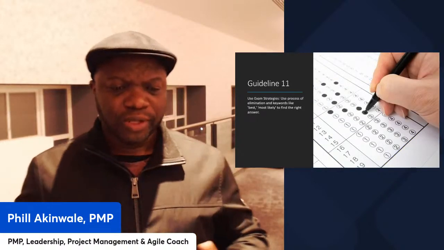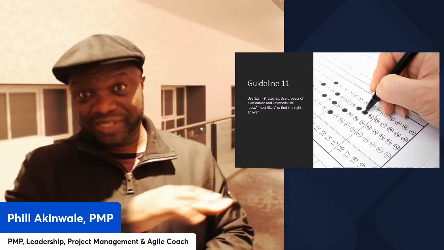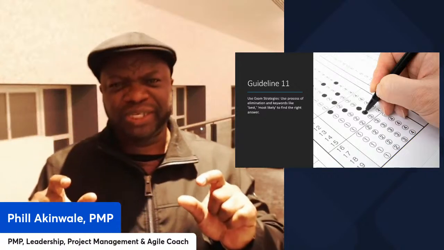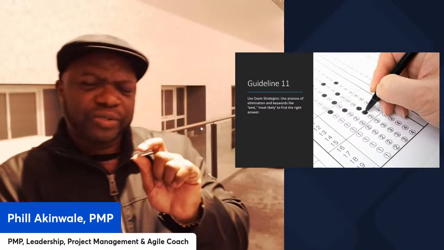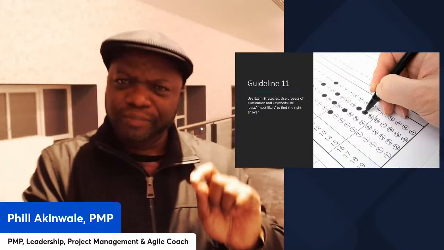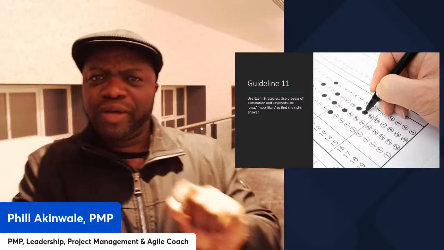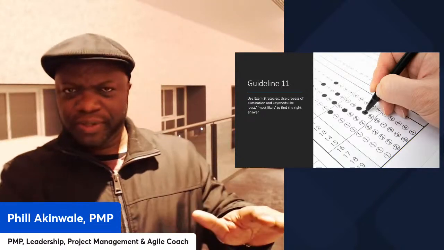Number 11, use the process of elimination. There are some options that are just so ridiculous. Close those ones out and focus on those that are a possibility and narrow them down using the process of elimination. Use those that are most agile and most PM power. In other words, no mother may I options. Oh, ask the stakeholders what to do. No. Don't choose those. Choose the powerful ones.